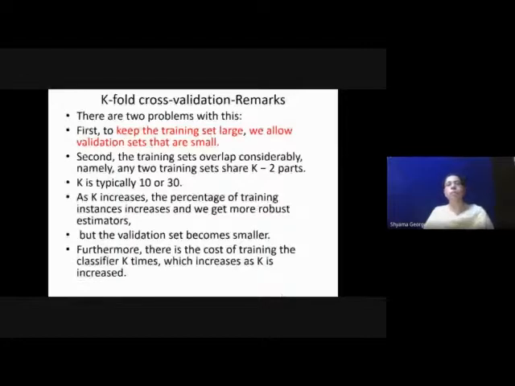There are two problems with k-fold cross-validation. Here the training set is large and we allow the validation set to be very small. So the training sets overlap. When we take two consecutive sets, we can find that the training sets are overlapping. They share k-2 parts in common. So k is typically 10 or 30, and as k increases, the percentage of training instances increases and we get more robust estimators, but the validation set is smaller. And we have to train the classifier k times, which increases as k is increased.